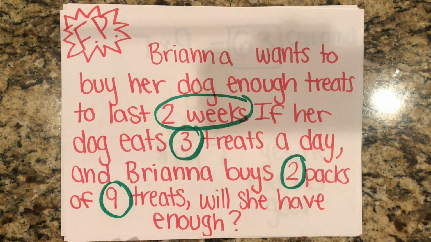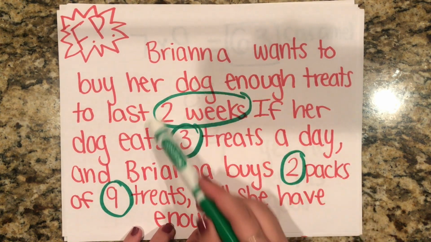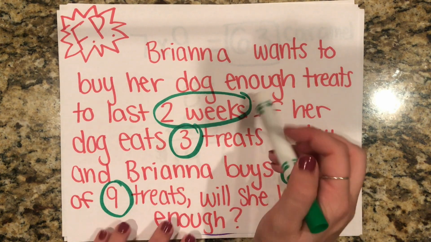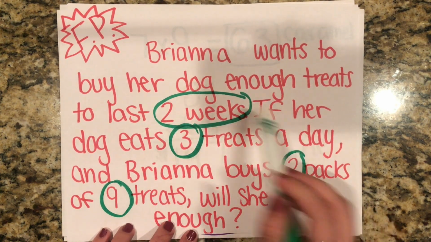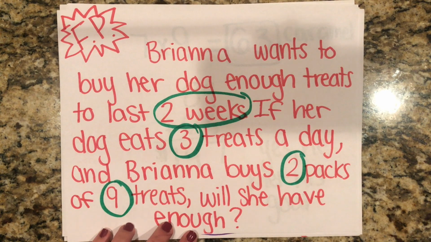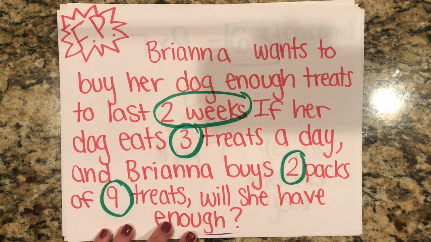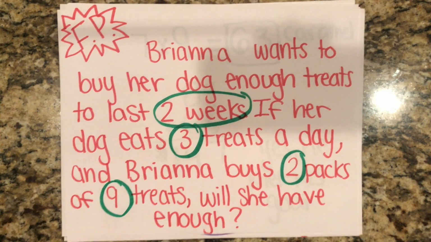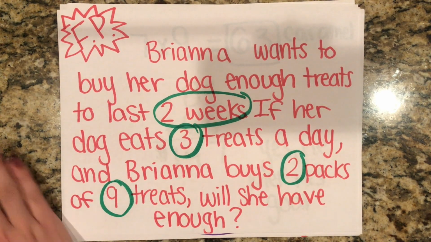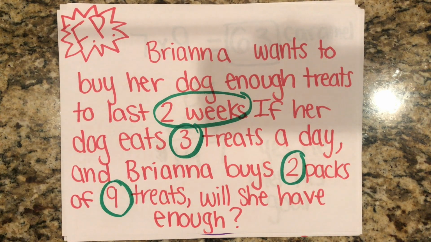So right now I'd like you to draw a tape diagram to find out how many treats her dog eats in 2 weeks. The dog eats 3 treats a day for 2 weeks. So you can find out how many treats the dog eats in 2 weeks. And then you need to find out how many treats Brianna bought. And then you can see if they are equal, greater than, or less than. So go ahead and solve that one on your own.